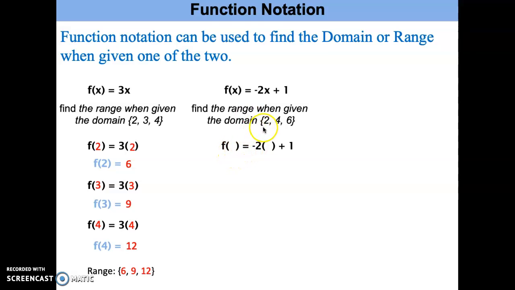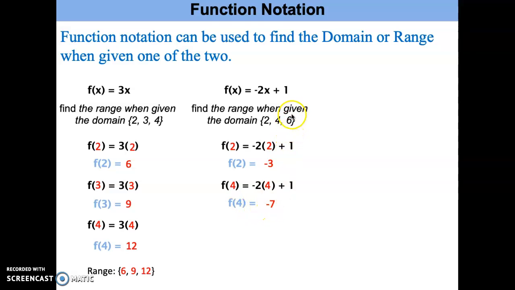The first one, we should have f of 2 equals negative 2 times 2 plus 1, because we're replacing the x with parentheses, so it's easy to just throw in our input values. And we solve it. Negative 2 times 2 is negative 4. Negative 4 plus 1 is negative 3. So f of 2 equals negative 3. Now we need to find f of 4. So we plug in 4. Negative 2 times 4 is negative 8. Negative 8 plus 1 gives us negative 7. So f of 4 equals negative 7.